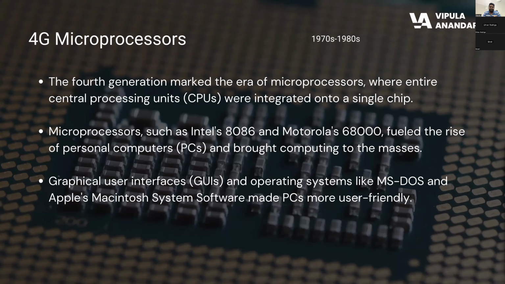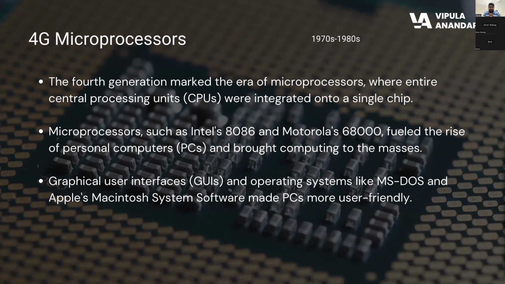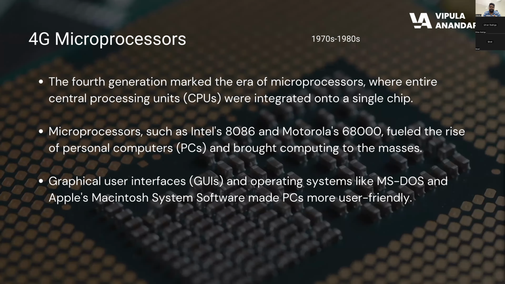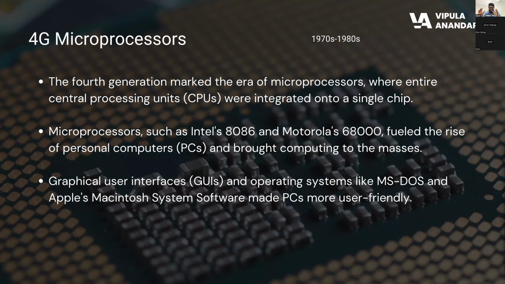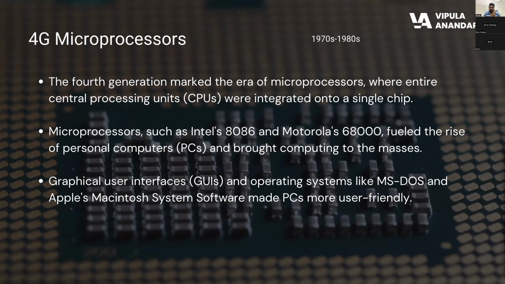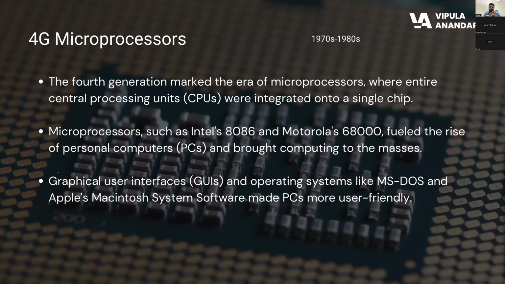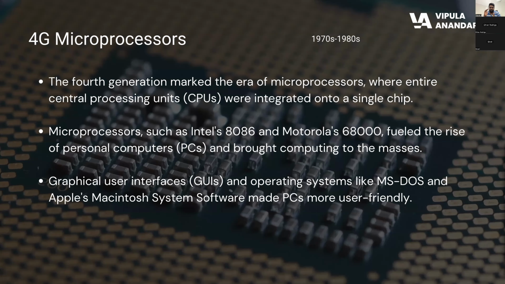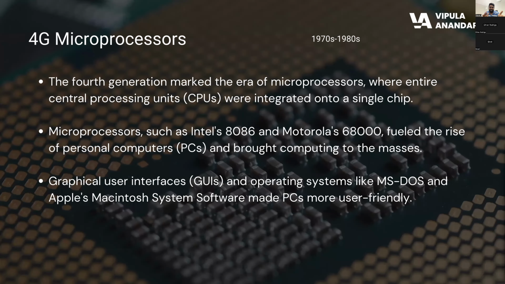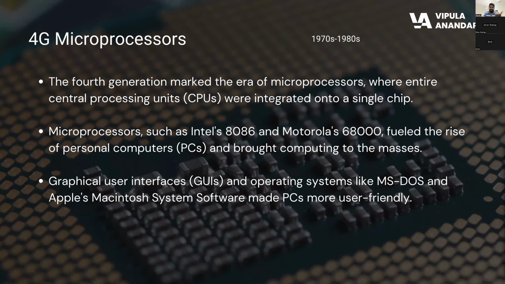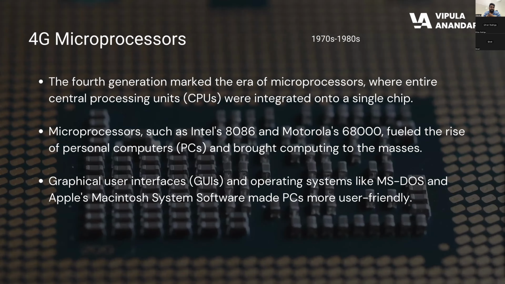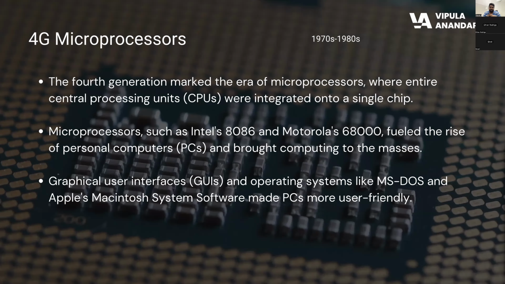Back to the slides. So the fourth generation: microprocessors. This is when the microprocessor was actually created, a collection of integrated circuits put into a single chip, with multiple different levels of processing components together. Microprocessors such as Intel's 8086 and Motorola's 68000 literally fueled the rise of personal computers and brought computing to the masses.